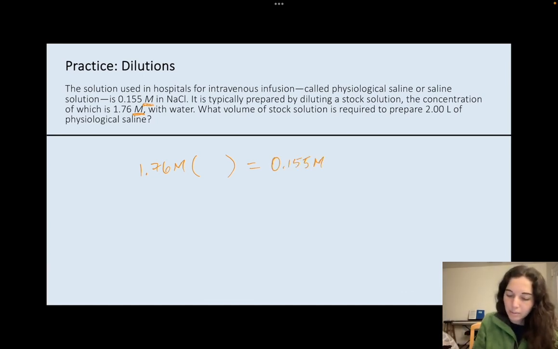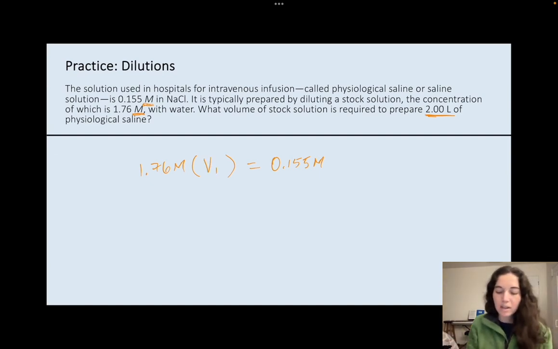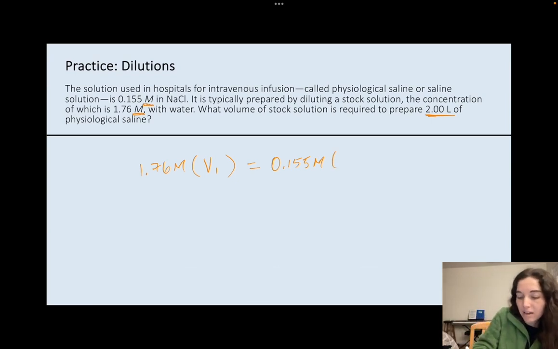They give us a volume. Let's see, does that belong to the stock or the solution? What volume of stock? Okay, yes. So that goes, oh wait, what volume of stock solution? We're solving for that. Okay, I almost missed that. Is required to prepare 2 liters of the saline. So we want to make 2 liters here.